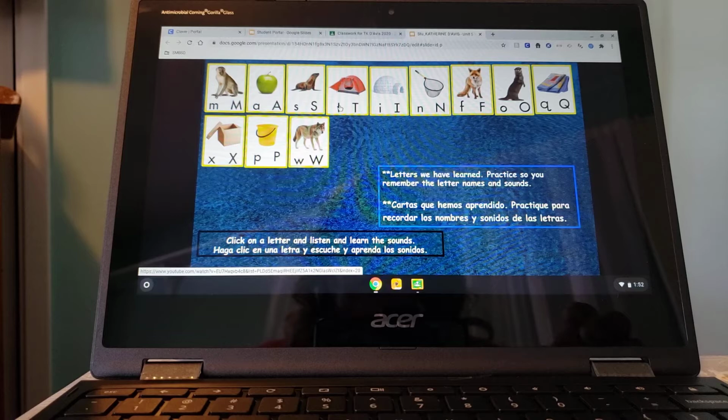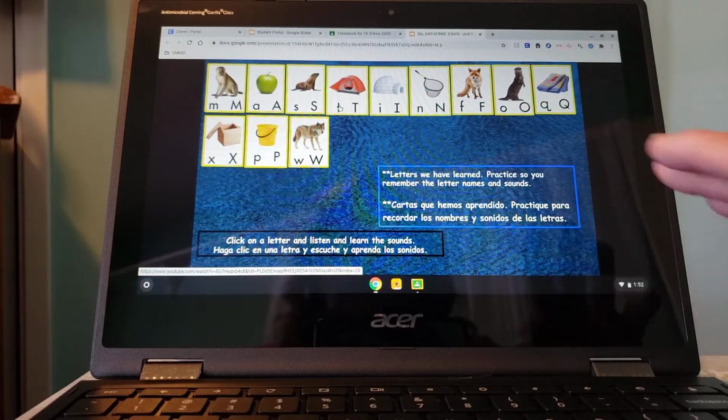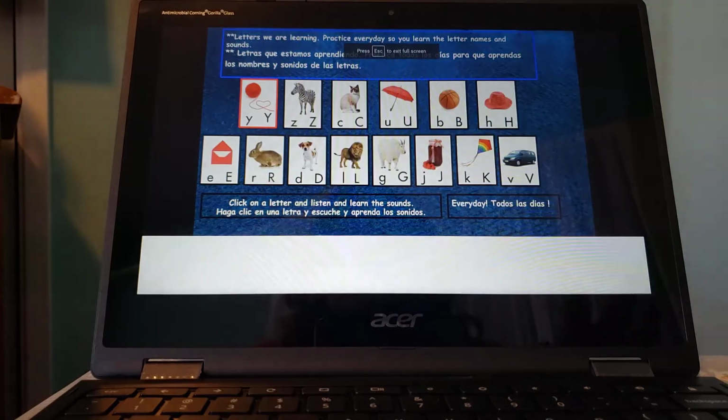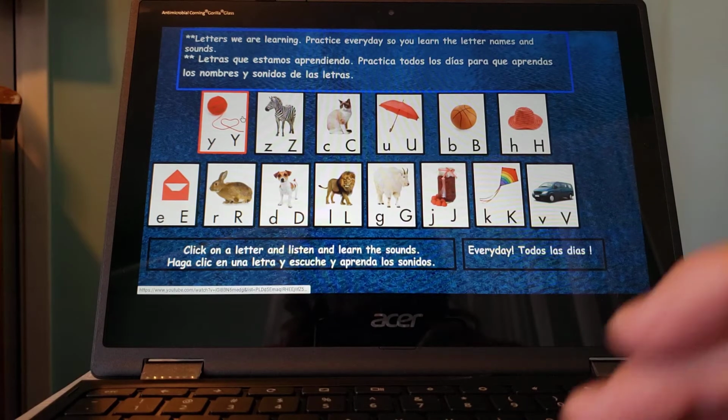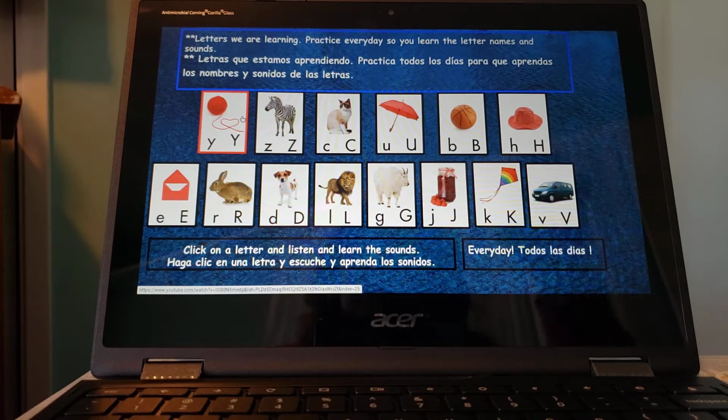All right, so that gives them some practice. They've been shown this. They know they can do it. The next slide, these are the letters we have not learned, and the one that's framed in red is our letter of the week. Same thing, if they click on those, it'll take them to YouTube and it'll be a video about that letter with some singing too.